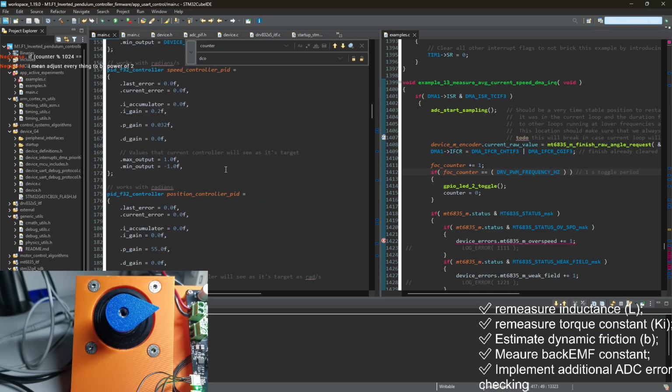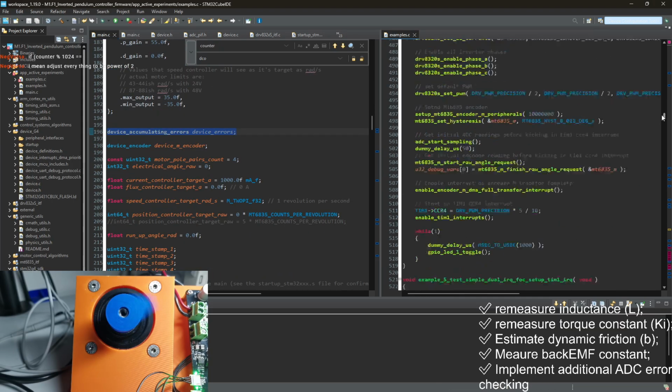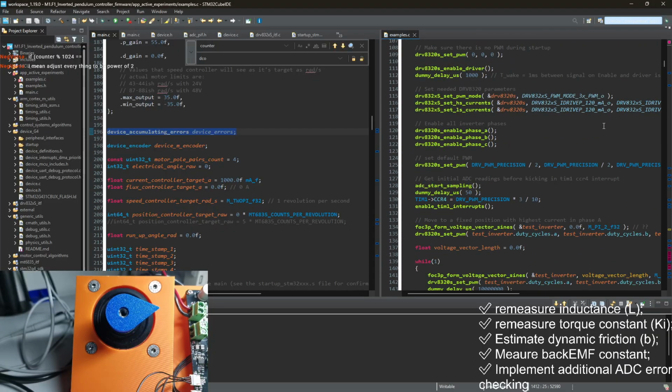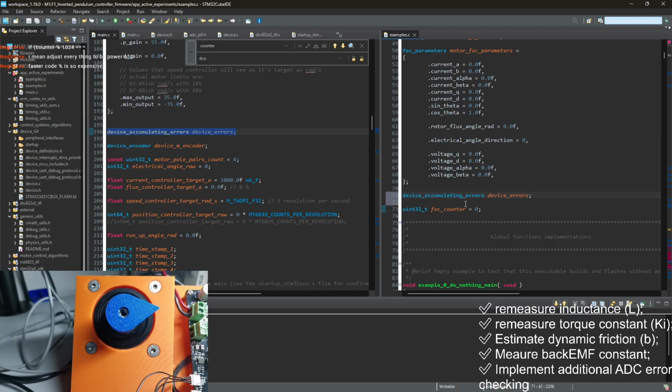I need errors. Error handling. Faster code is so expensive. It isn't. It actually isn't.